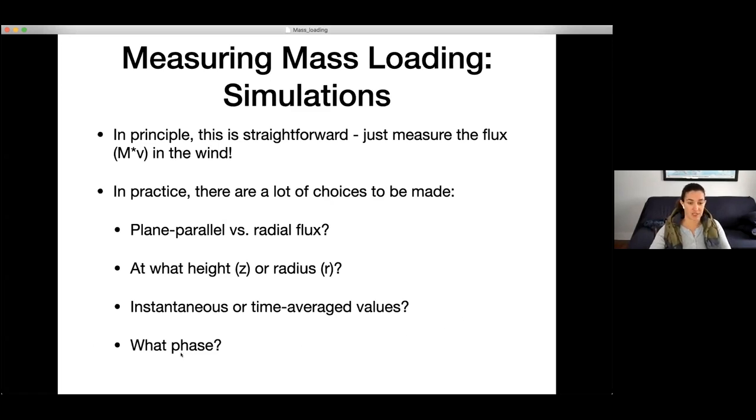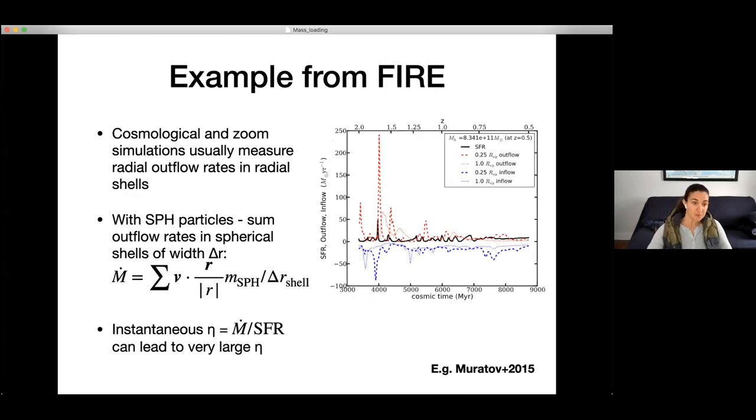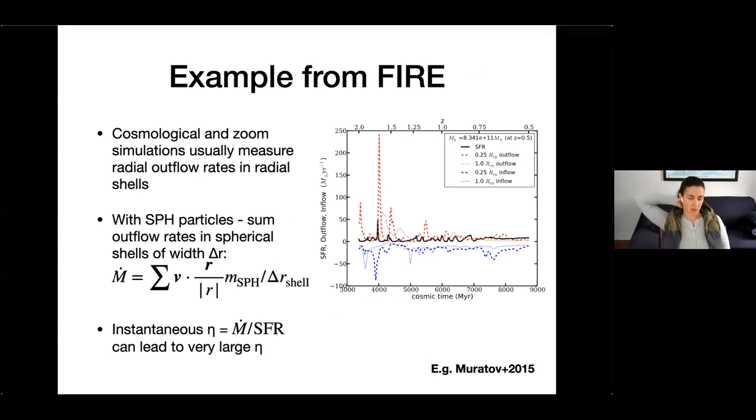And of course, you have to decide what phase you are going to measure. In simulations, in principle, you can measure the total mass outflow rate in all phases, but if you want to compare to observations, that may not be the right thing to measure. I'll just run through a few examples. I'm not going to touch on cosmological simulations because Dylan basically did that yesterday. But starting from bigger and going in, here's an example from the FIRE collaboration.